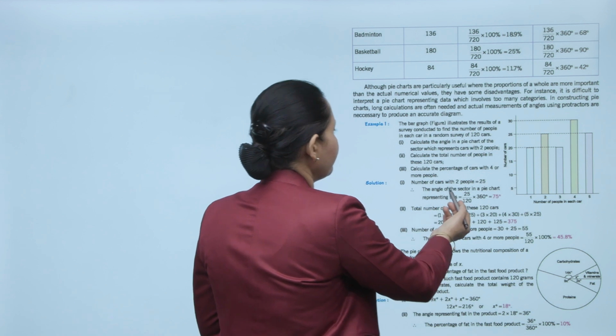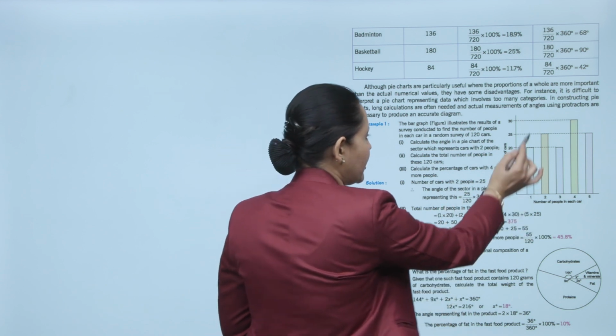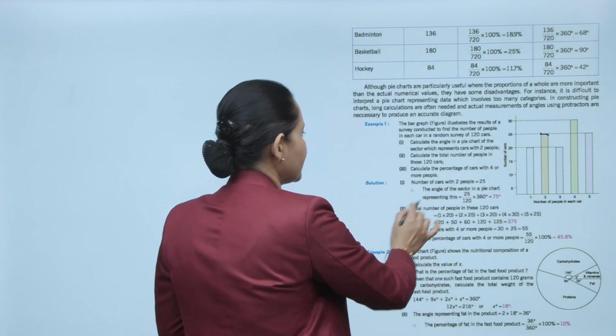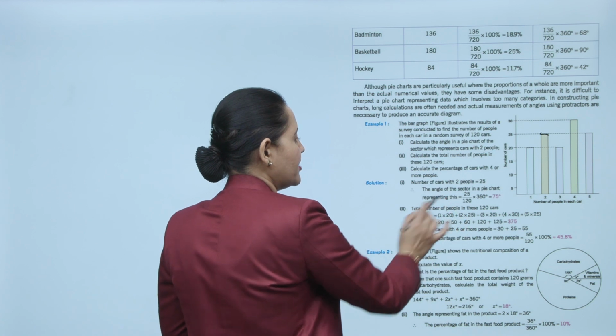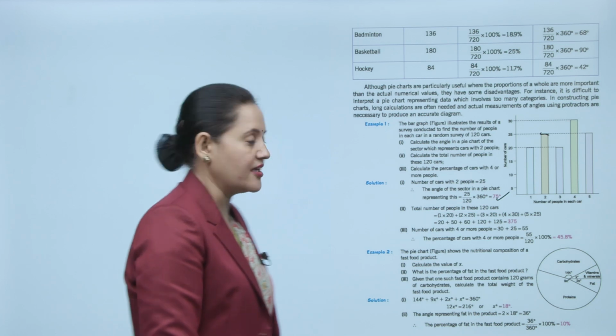Solution क्या हो जाएगा, number of cars with 2 people, that is equal to 25. For the bar graph you can see this number is 25. So angle of sector क्या हो जाएगा 25 upon 120 into 360 degree, that is 75 degree.